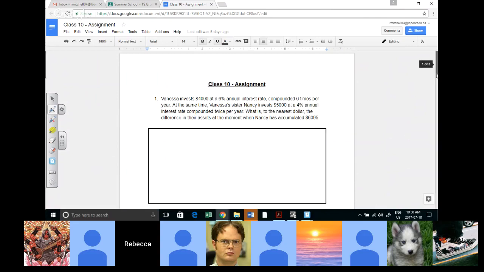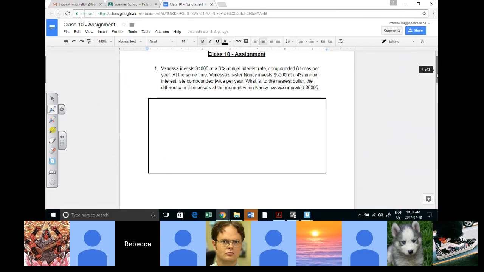Difference in their assets means, so what you're going to do is create two different rules. You're going to find the rule for Nancy, and then you're going to work backwards, exactly like the problem we did yesterday with the cars. So you create your two rules. You work backwards with Nancy to find out how much time has passed. And then you plug that time into Vanessa's rule. The difference in their assets just means at that time, whatever you get for Vanessa, you take that minus Nancy, and that gives you a difference in their money at that time.